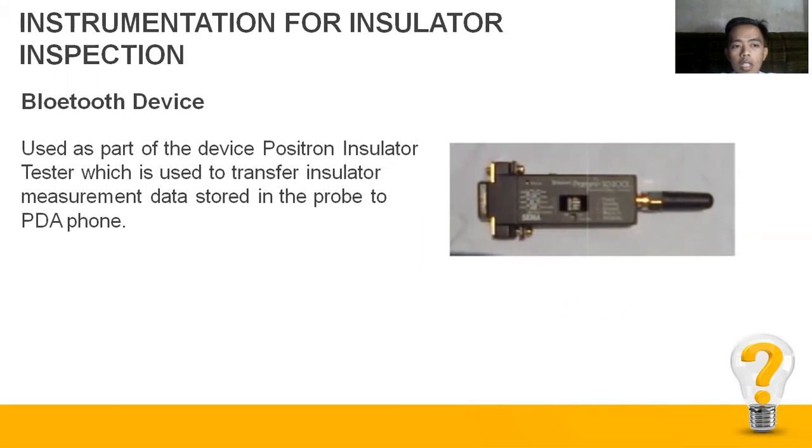And next, this is a Bluetooth device. This Bluetooth device is part of the Positron insulator tester, which is used to transfer insulator measurement data stored in the probe to the PDI point, to then display a graph of the measurement result.